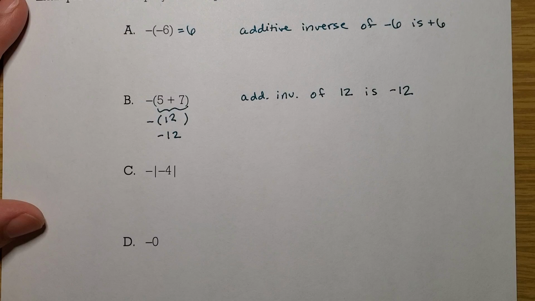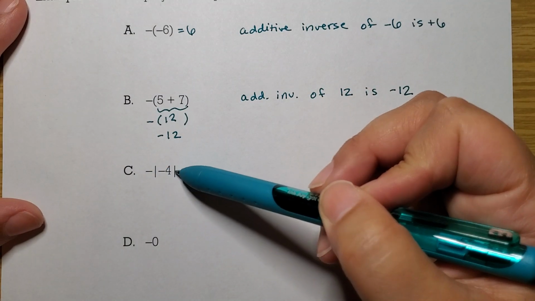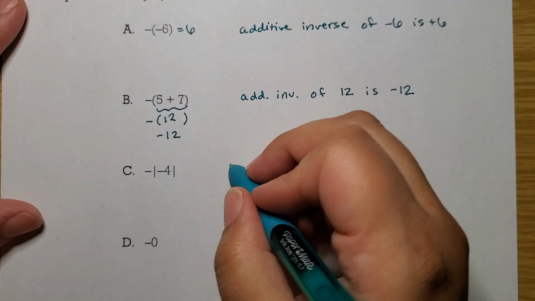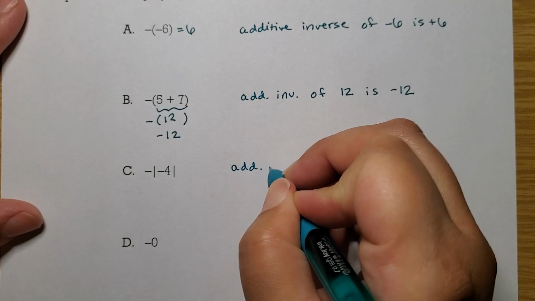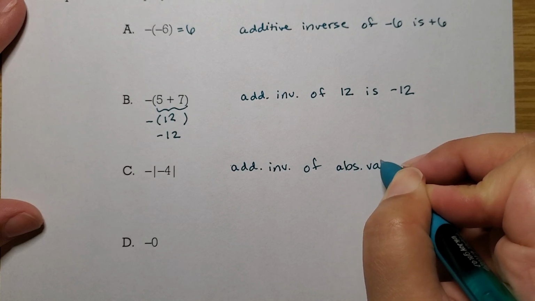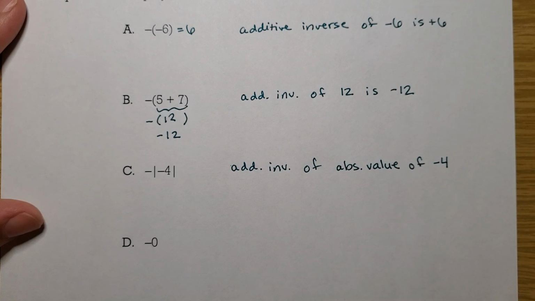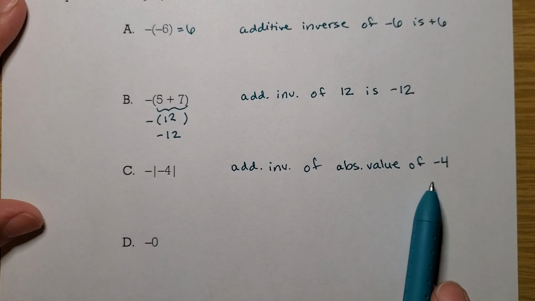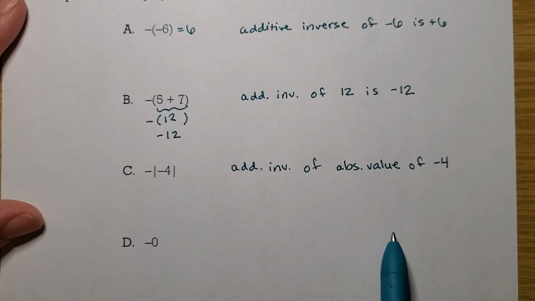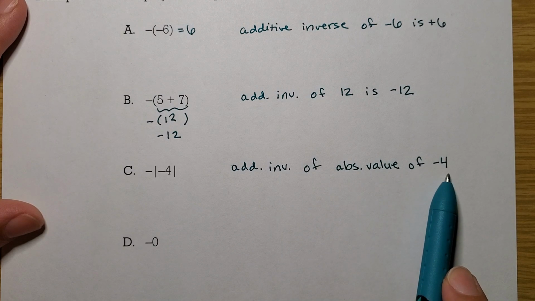Now, for this next example, this is where thinking of this as additive inverse is going to be very helpful. So I have the additive inverse of the absolute value of -4. The additive inverse of the absolute value of -4. So I'm going to follow along with my words as the order of operations, and then we'll see what that looks like over here. So I want the opposite of the absolute value of -4.